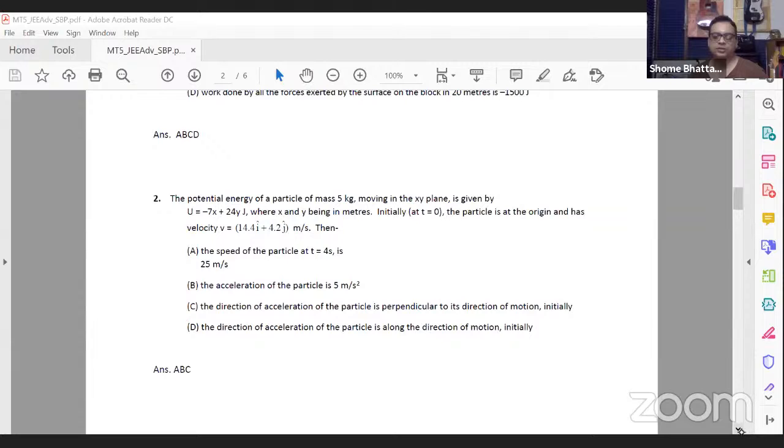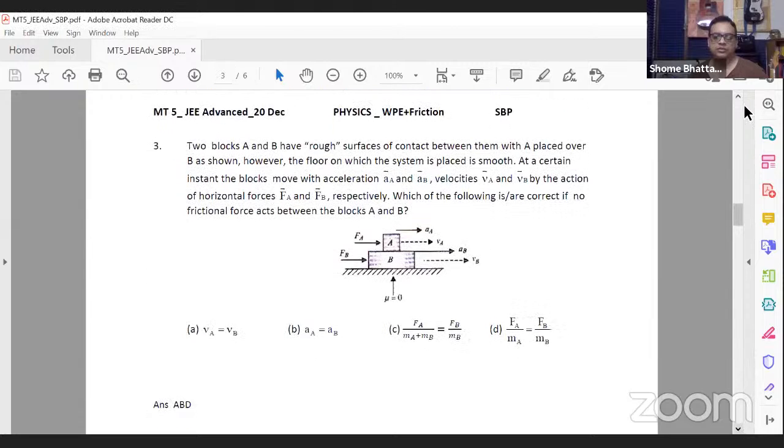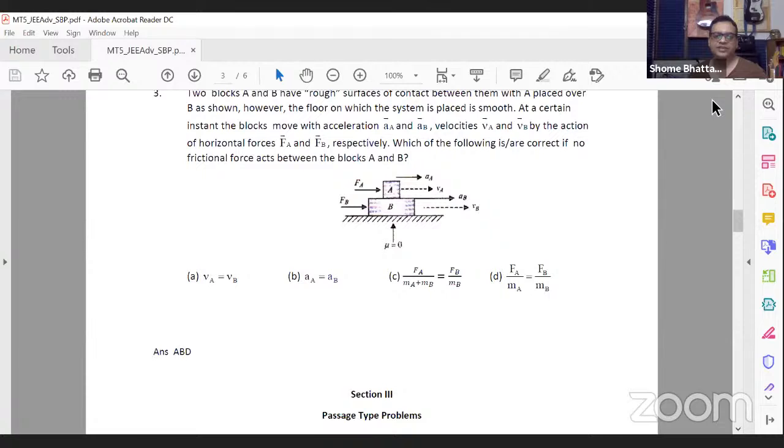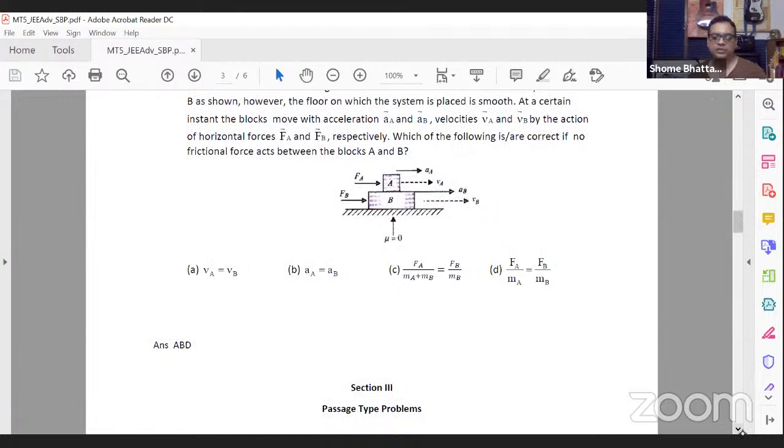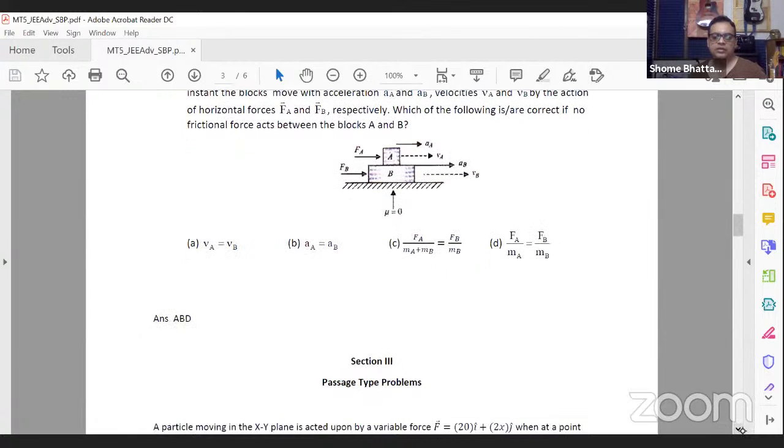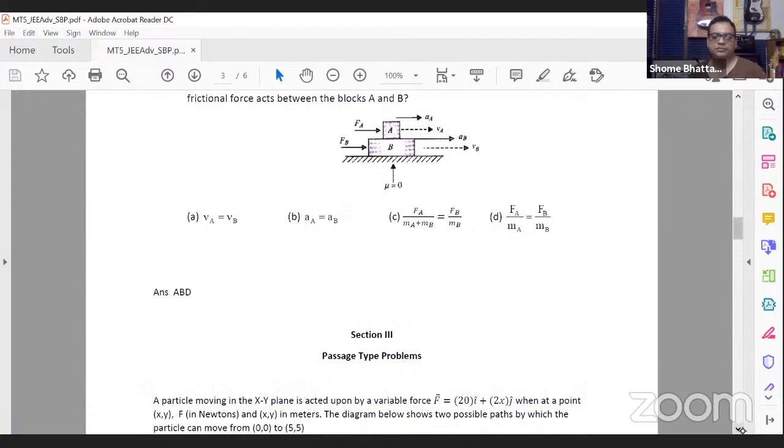It was supposed to be in the multiple choice section, not the single option section. This is fairly easy. I think you should be able to understand this question. Okay. Now let's come to the paragraph question.